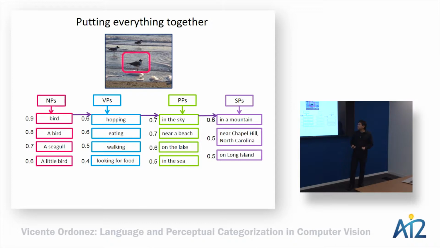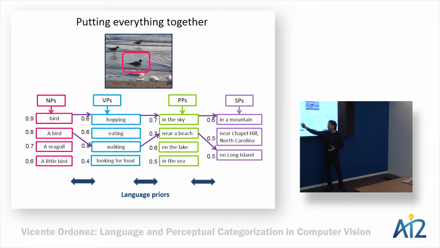So maybe there are some other, better combinations, like a bird walking near a beach on Long Island. That sounds much better. So the idea was to use language to constrain the kind of things that we are going to mention together. And we use language priors, or how often in text you find the sequence a bird walking or walking near a beach as opposed to walking in the sky. Probably walking near a beach is a very common sequence in text, but not walking in the sky. That would be less common and less natural.